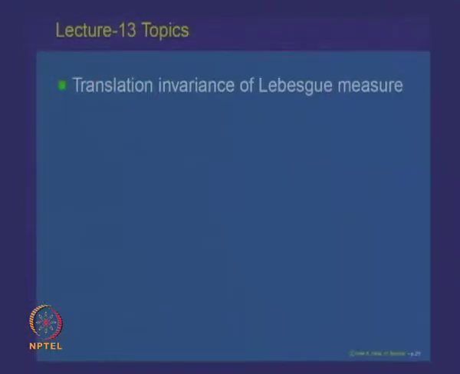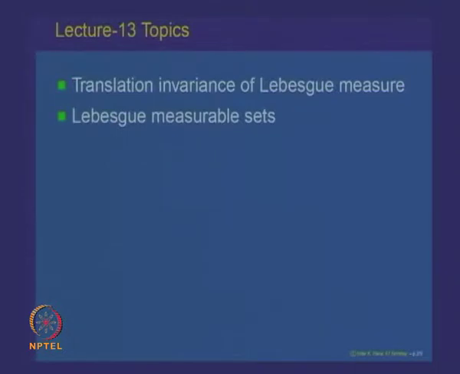Welcome to lecture number 13 on measure and integration. If you recall, in the previous lecture we had been looking at the Lebesgue measure, Lebesgue measurable sets and its properties. We will continue that study of Lebesgue measurable sets and its properties today itself. We will be especially looking at the translation invariance property of the Lebesgue measure and then Lebesgue measurable sets vis-a-vis topologically nice subsets of the real line.